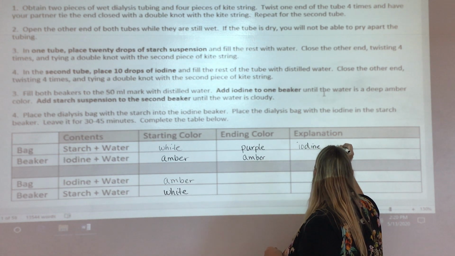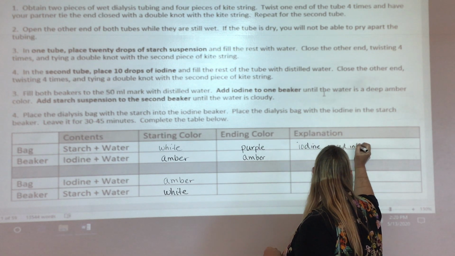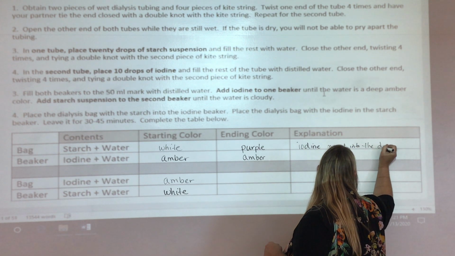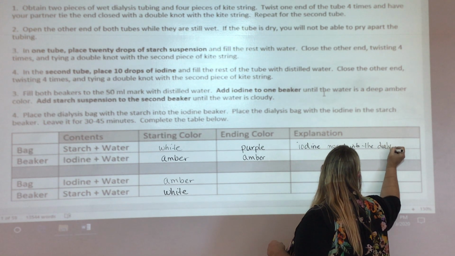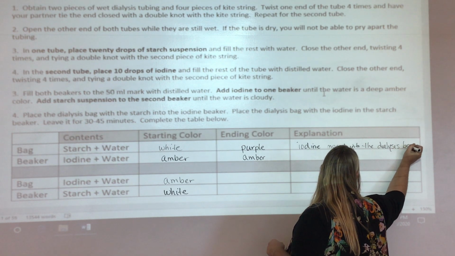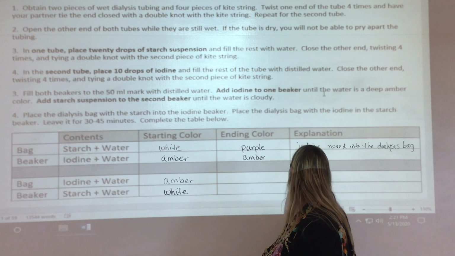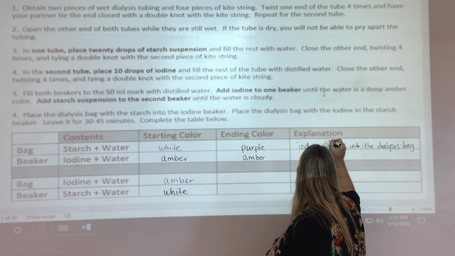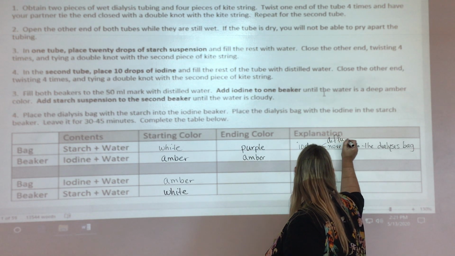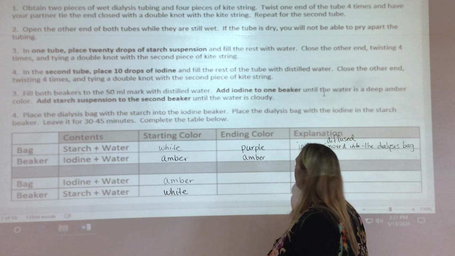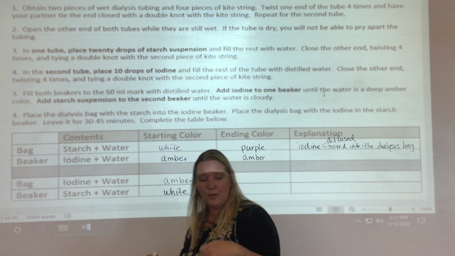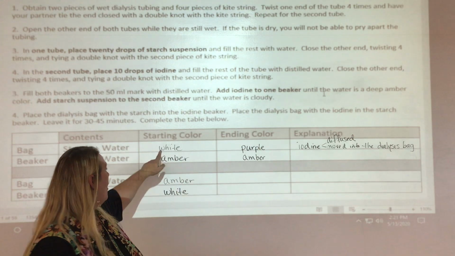Iodine moved into the dialysis bag. Iodine diffused, right? So I can say it moved in, I can say it diffused in. Okay? It diffused into the bag, right? And then caused a reaction.